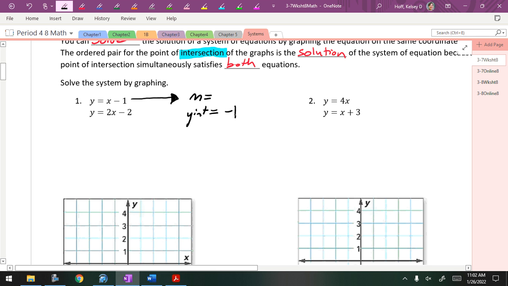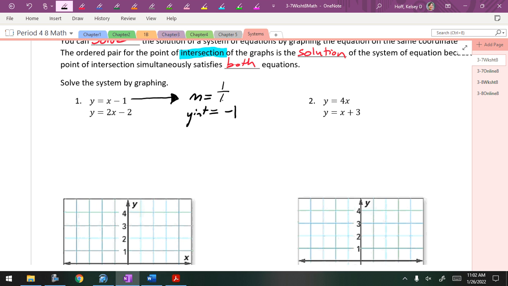The y-intercept is absolutely -1. Good job. Somebody else tell me what my slope is. Next. Is it 0? What number is technically in front of x here? A 1, a positive 1, right? And slope we always want to write as a fraction, so 1 over 1.